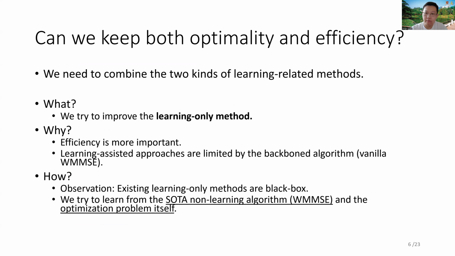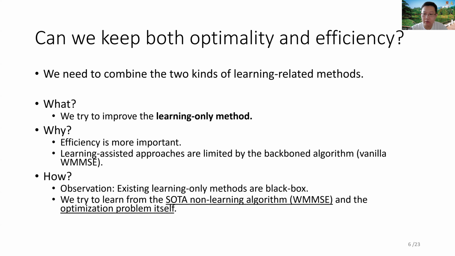Then we have a question: can we keep both optimality and efficiency? So we may need to combine the two kinds of learning-related methods, that is, learning-only and learning-assisted. We try to improve the learning-only method since efficiency is more important in real-world scenarios. And the other reason is that learning-assisted approaches are limited by the backbone algorithm, for example, vanilla WMMSE, on both optimality and efficiency. And how to achieve that?